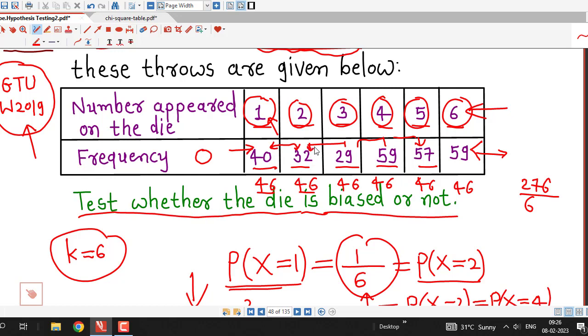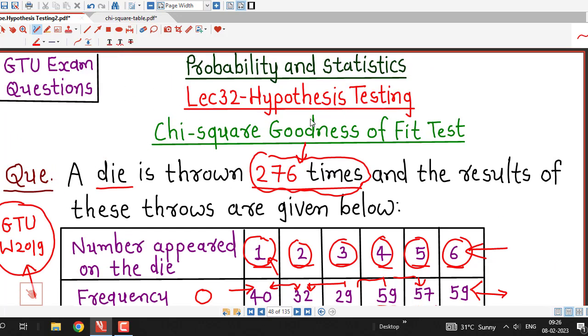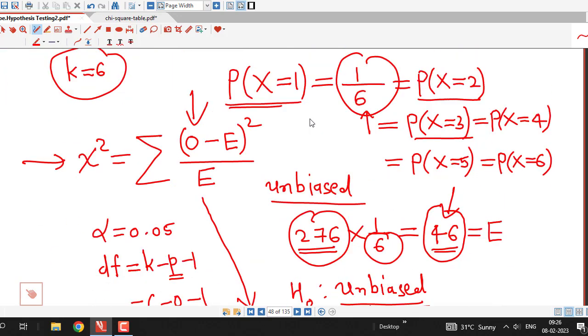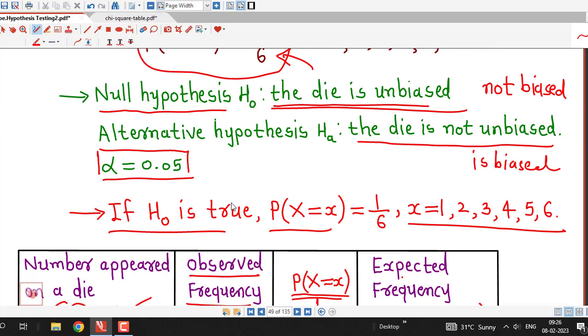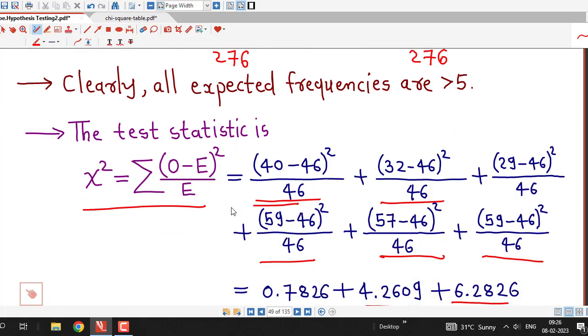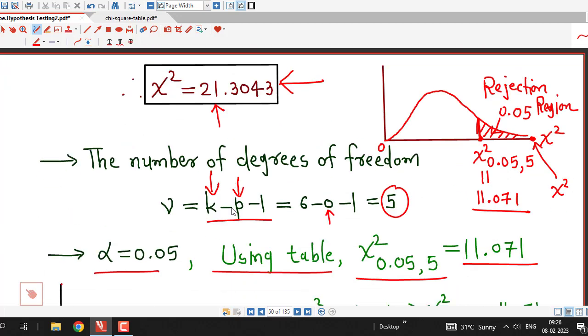They have asked this question in the GTU Winter 2019 exam and also in the 2022 exam, and the question is very easy. All you have to remember is this formula for the chi-square test statistic, and the rest of the things you can easily do with a clear concept of chi-square distribution.